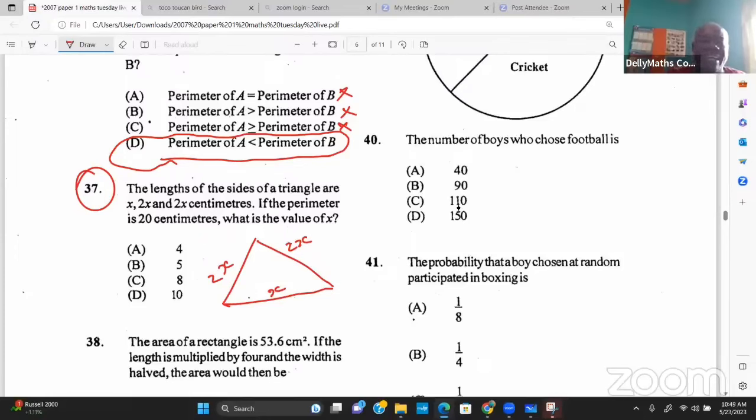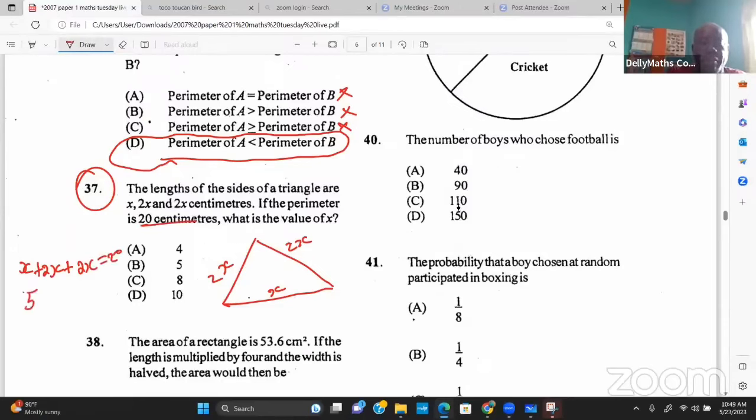So again, having a diagram is always very, very important. So you're talking about adding up. They're testing to see if you know what perimeter means. It's the distance along the boundary. So I'm going to be adding up x plus 2x plus 2x, and this should equal 20. All right, so it is 20 because we got that distance.